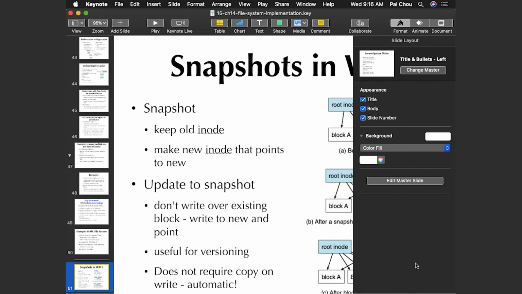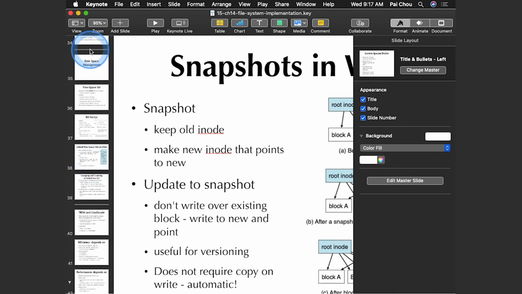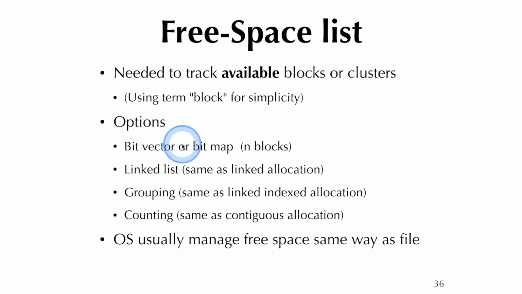But does the snapshot know the block was free? Yes, the OS does have to keep that. I remember last time we talked about free space management. Remember this topic? There was bit vector for contiguous, linked list for linked allocation, grouping that's like linked index allocation, or counting that's contiguous. Right? Remember? So somebody has to do the bookkeeping for the free blocks. Okay, so yeah, it does know how much space it has, and it would do the freeing.